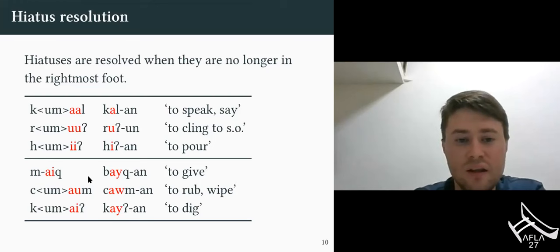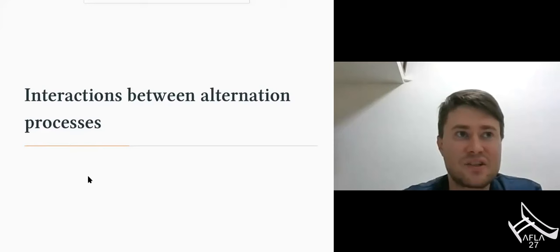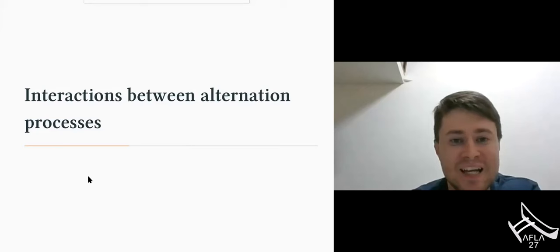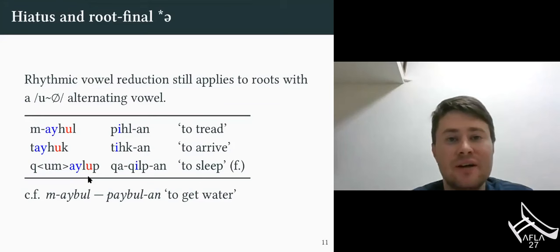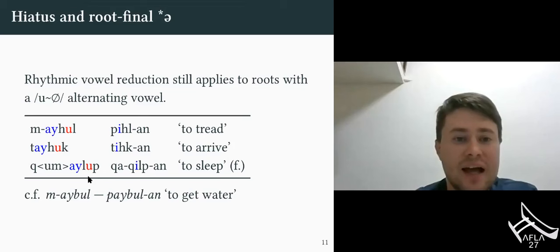All right, so far so good, but the complicated stuff starts here. What if we have not just one, but two of these vowel alternations happening inside the same root? And this is what happens. So if we have schwa alternation with a hiatus, as in these roots.